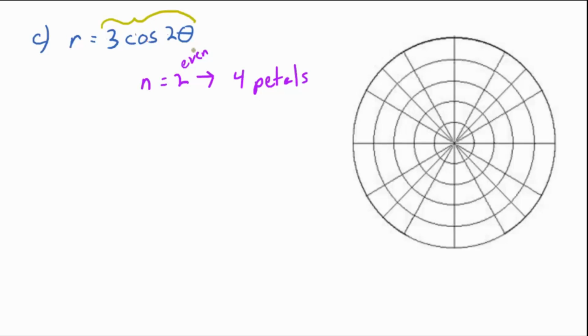What's the biggest 3 cosine of 2 theta can get? In other words, what's the biggest r can get? What's the biggest cosine can get? 1 times 3? 3. The biggest that thing can get is 3. The furthest distance any petal can be from the origin is 3. The tip of any petal is a distance of 3 from the origin. That's what I'm saying. Does that make sense?